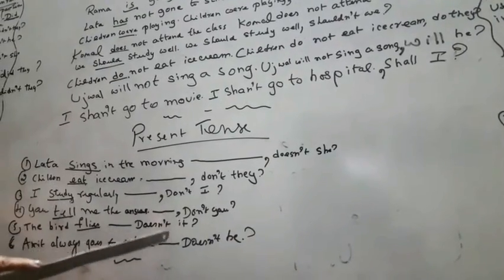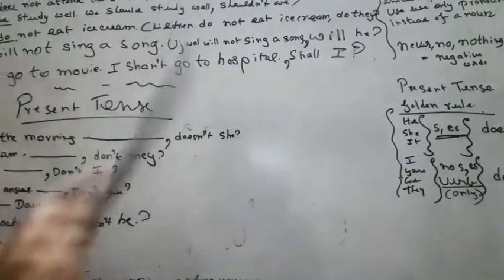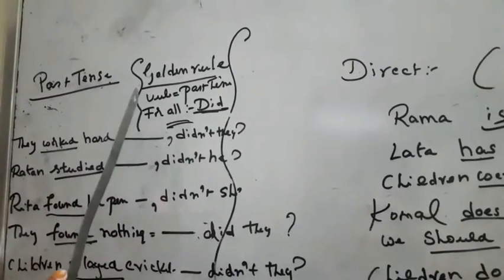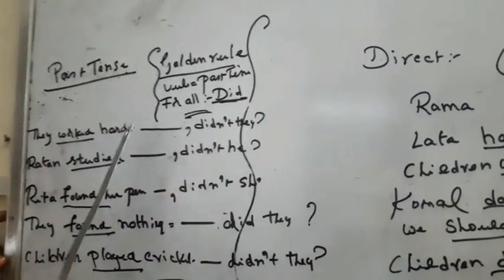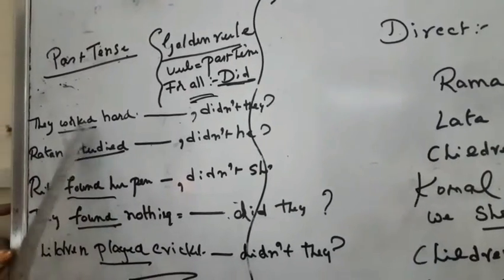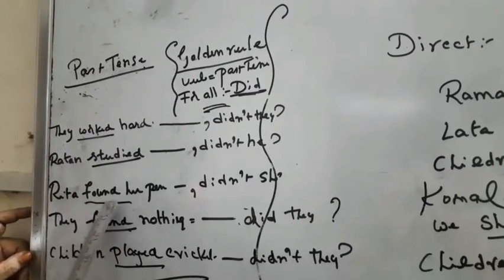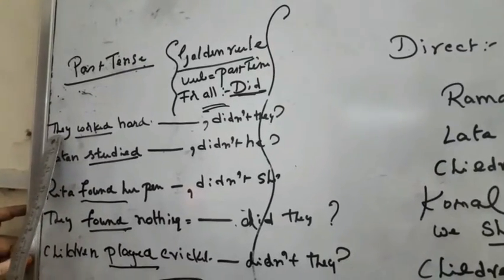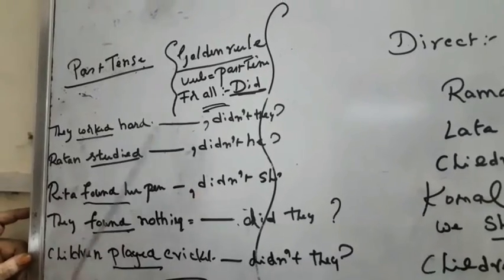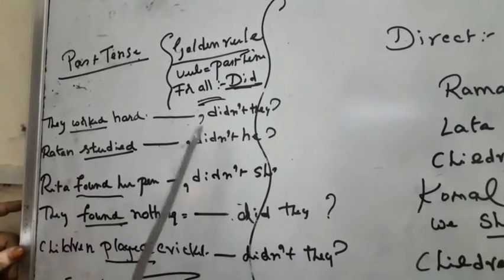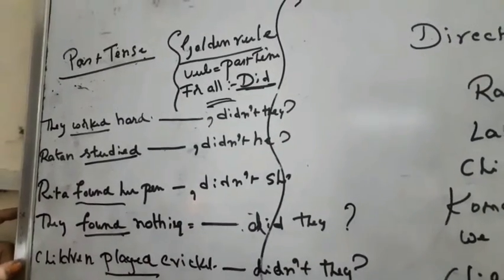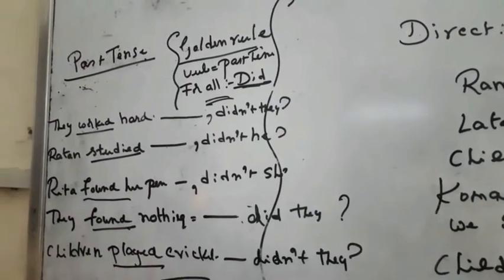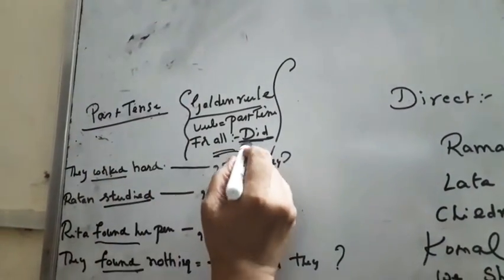Now, I told you the golden rules of present tense. About the past tense, first I shall tell you the golden rule. Now see, past tense. If the verb is in past tense, you will come to know, see, worked, studied, found, played. If the sentence is in past tense, then to do a question tag it is very easy. You have to use the verb did for each sentence. I shall write here the golden rule. I have written here did.